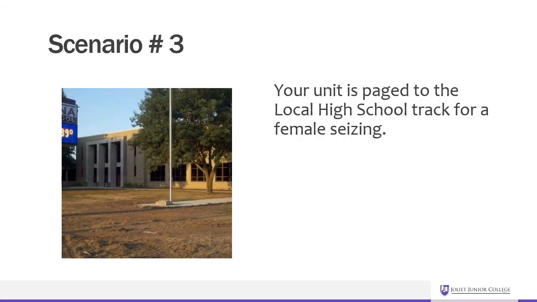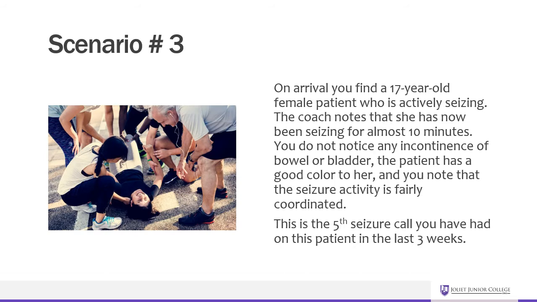Your unit is paged out to a local high school track for a female seizing. You get on scene and you find a 17-year-old female patient. She is actively seizing. The coach notes that she has now been seizing for almost 10 minutes. He had a stopwatch on him and he's been timing it. You don't notice any incontinence of bowel or bladder, and the patient has a good color to her, and you note that the seizure activity is actually fairly coordinated. You also know that this is the 5th seizure call you've had on this patient in 3 weeks.